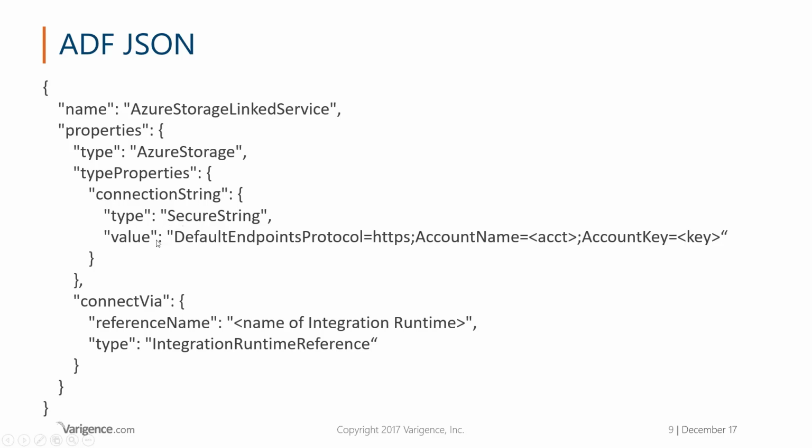And then connect via will just say, hey, which integration runtime should I reference? And then for various reasons, you have to say what is the type of this connect via? Well, it's an integration runtime reference. You'll see some of this in ADF where sometimes you'll wonder, why do I have to say type secure string? Why do I have to say type integration runtime reference? I can't speak to exactly why some of those things are happening. In some cases, I don't know. In some cases, I'm not at liberty to share future plans or design decisions that are still in the works.